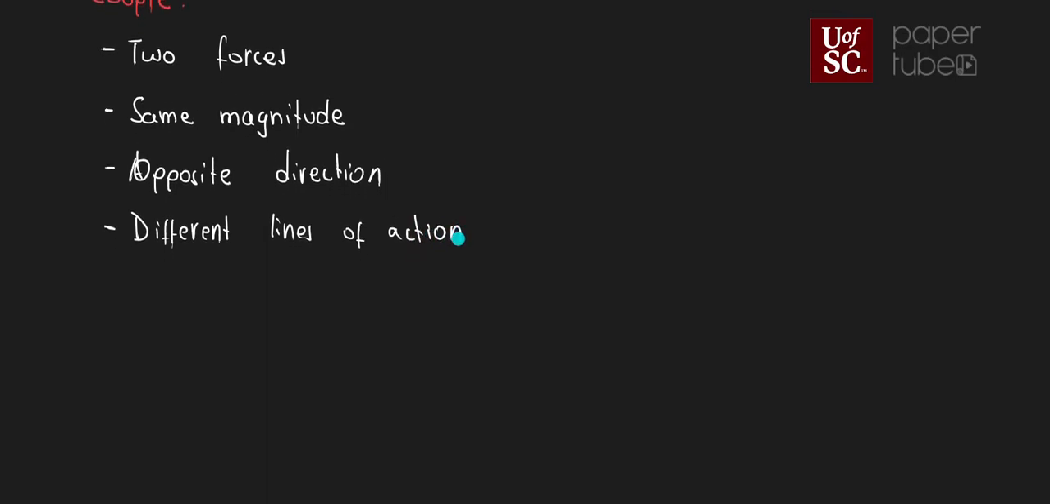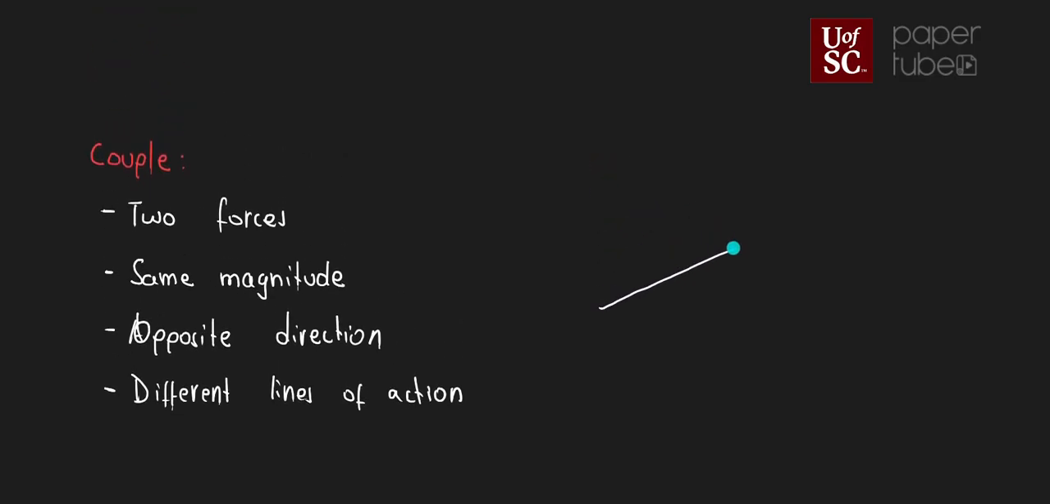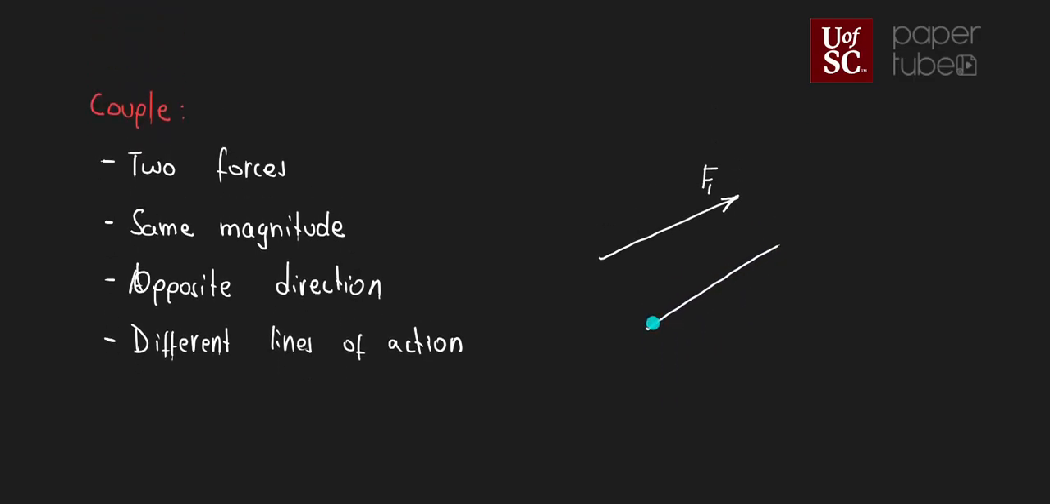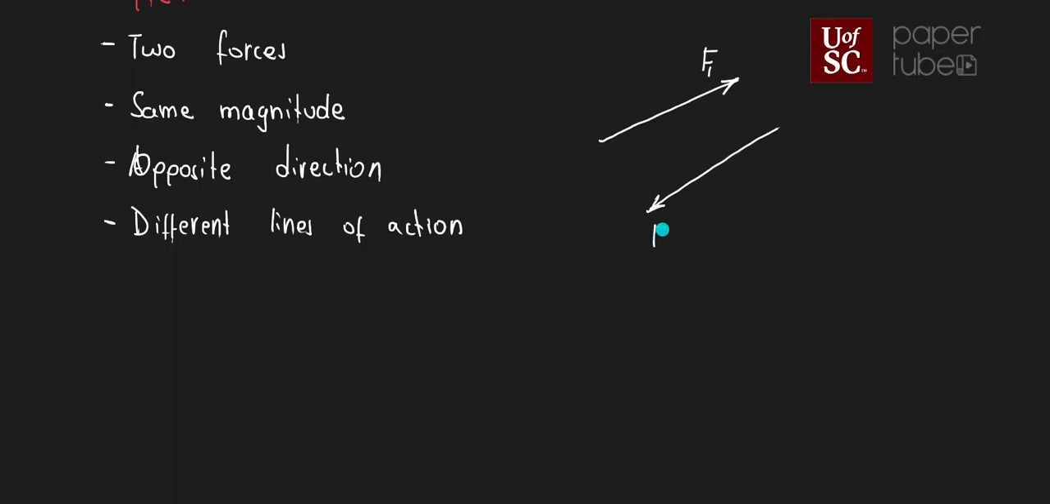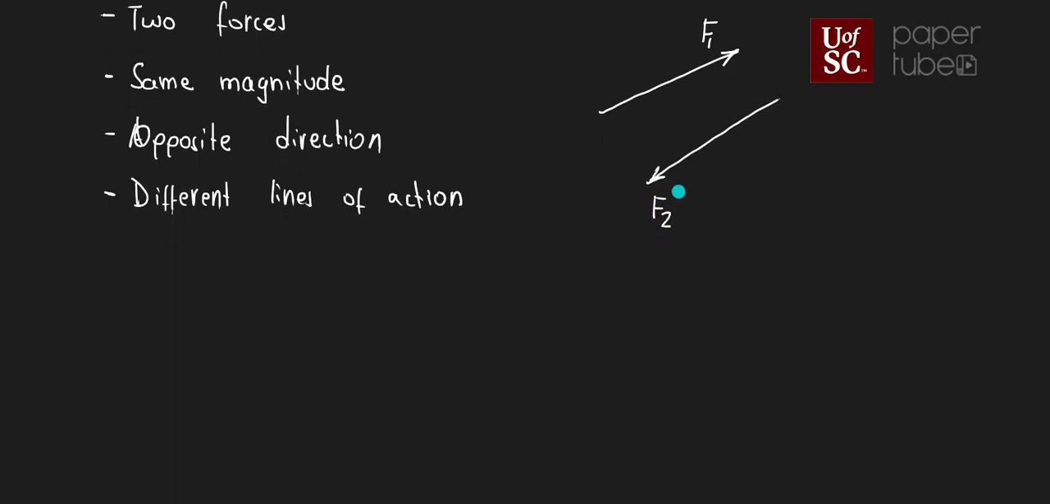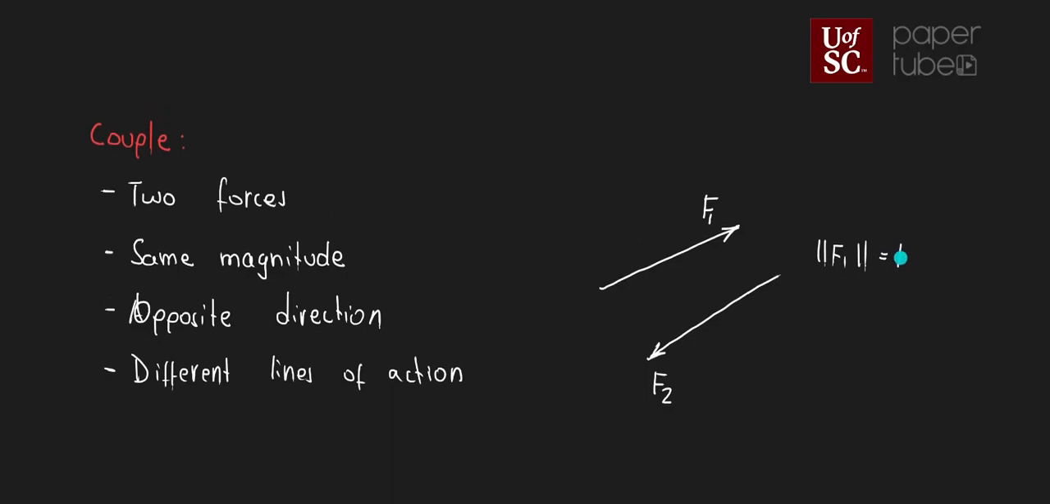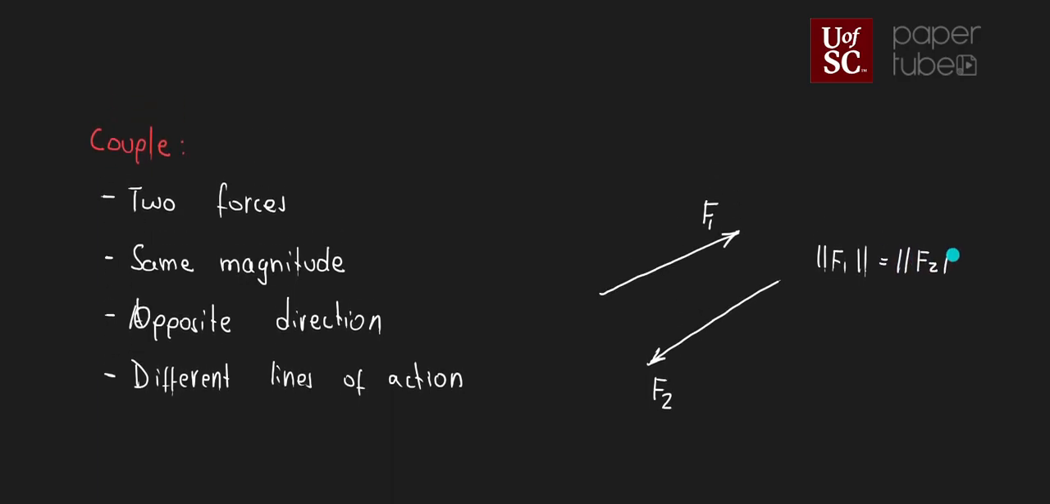What do I mean by that? If I want to make a drawing of a couple, I can say, for example, that this force F1 and this force F2, assuming that those two lines are parallel, form a couple, as long as the magnitude of the two of them are the same. So if the magnitude of F1 is equal to the magnitude of F2.